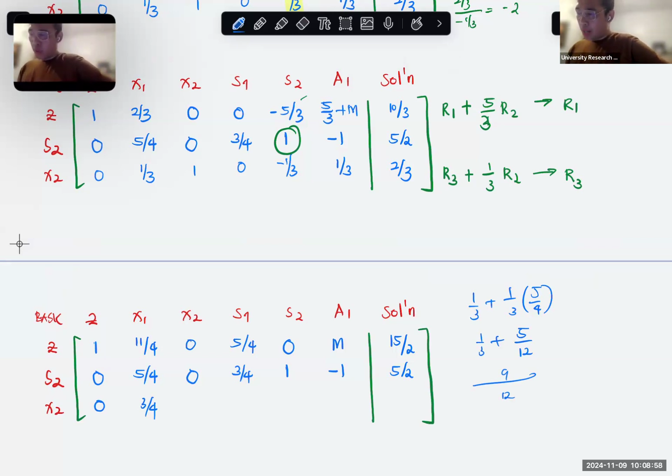And then we have 1 plus 0, it's 1. So 0 plus 1/3 times 3/4 is 1/4. So it's negative 1/3 plus 1/3 times 1, that is 0. So we have 1/3 minus 1/3 is 0. So 2/3.